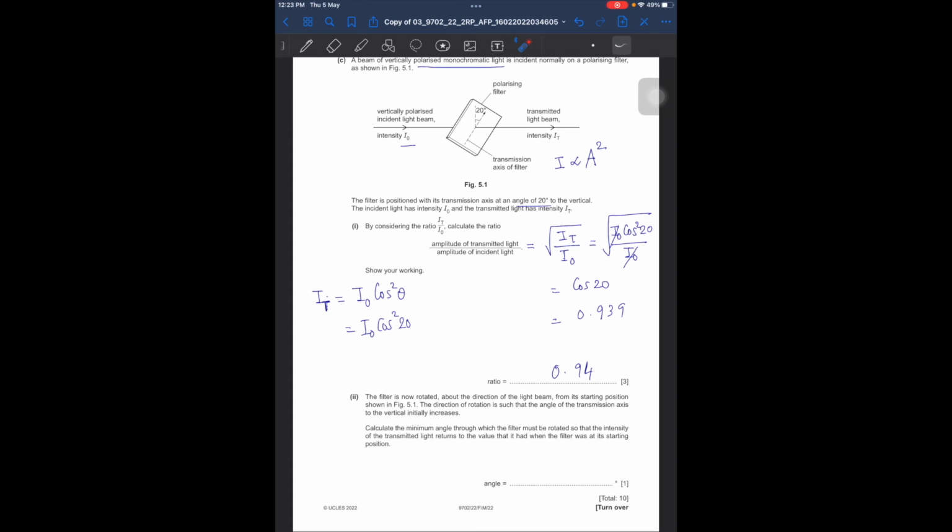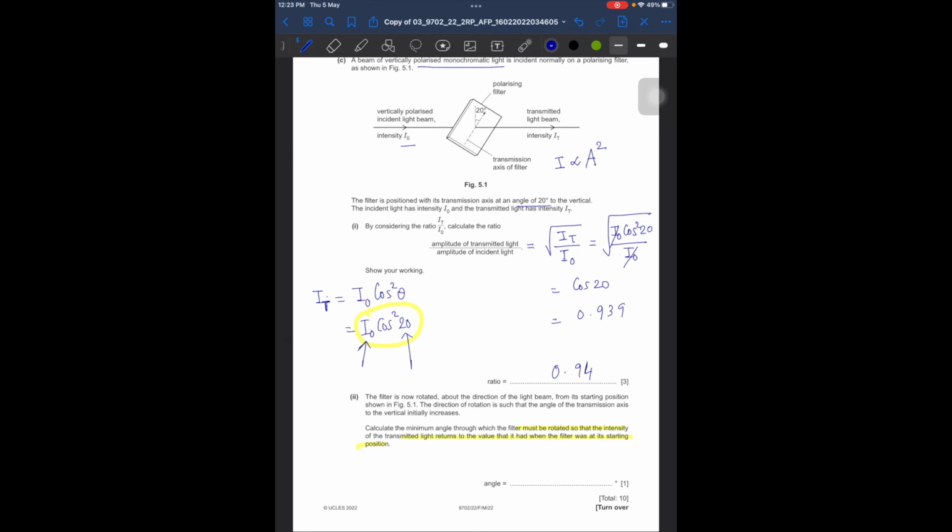Calculate the minimum angle through which the filter must be rotated so that the intensity of the light returns to the value that it had when the filter was at its starting position. That means when it was I0 cosine squared 20, that's our initial position. It has to come back to the same value again. So for that, we have to concentrate on the angle. If you look at this formula, I0 is a constant value. This angle is what is changing. We are continuously rotating it, so the angle is going to change.